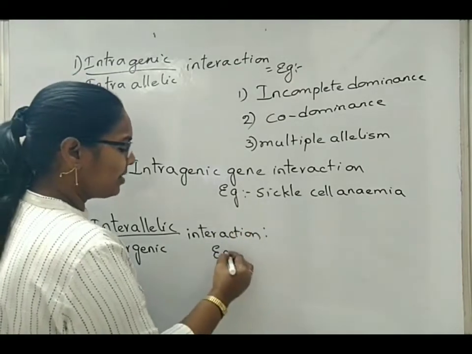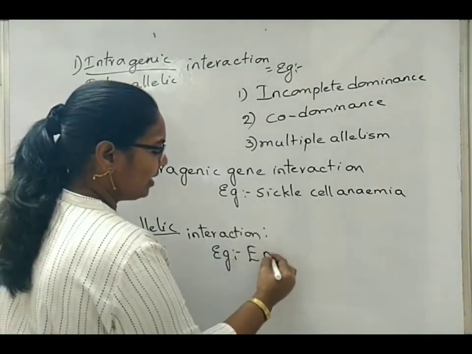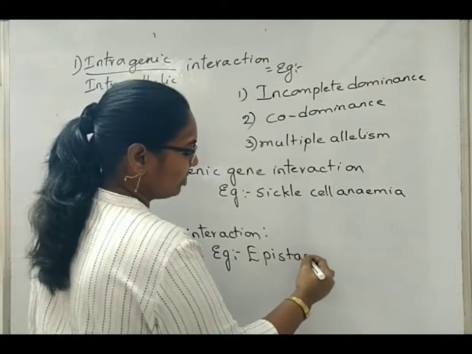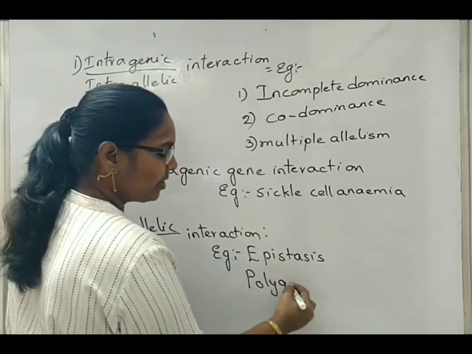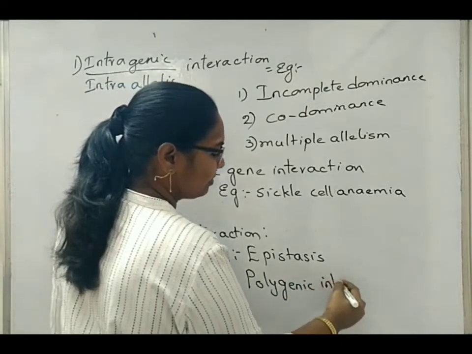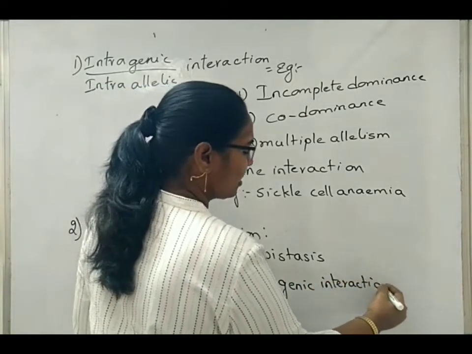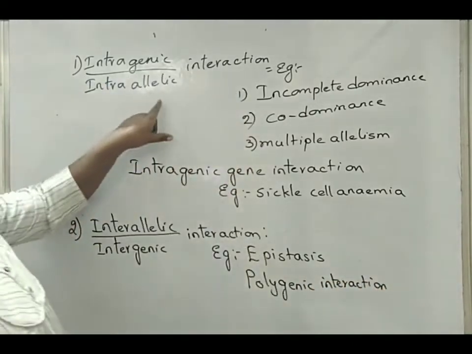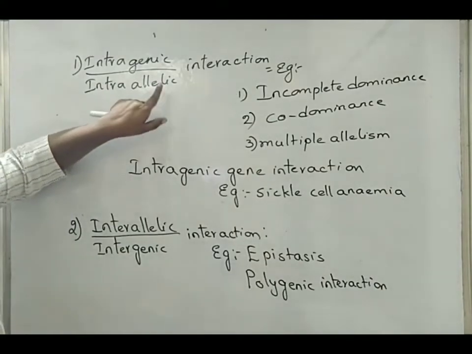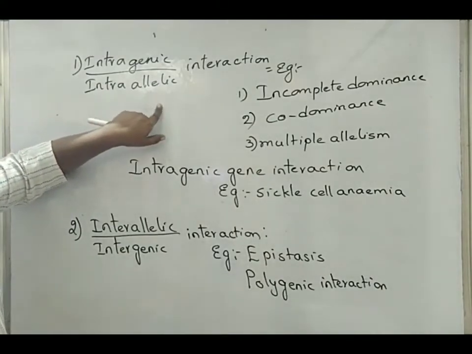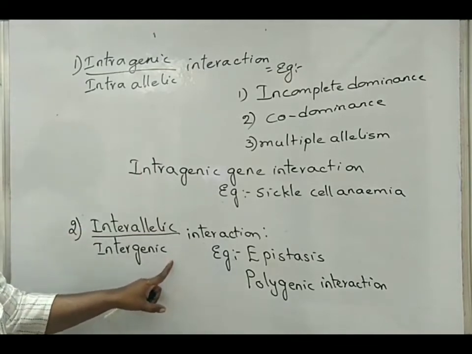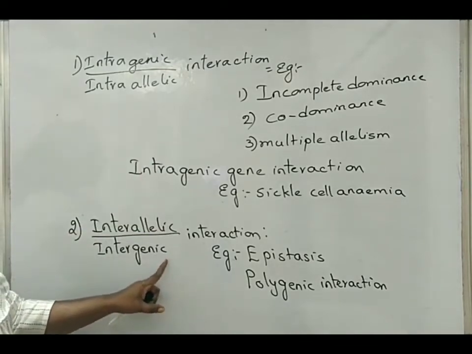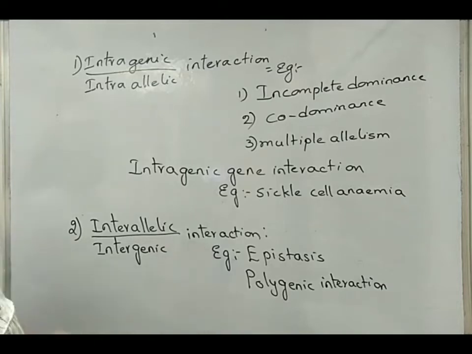So, second type of interaction is intergenic. Here examples are epistasis, one example. Another example is polygenic interaction. Again, I am repeating. The intragenic type of interaction will be due to the genes in allele forms of same chromosome. This will be due to the interaction between the allele forms of the gene or gene in allele forms between two chromosomes.